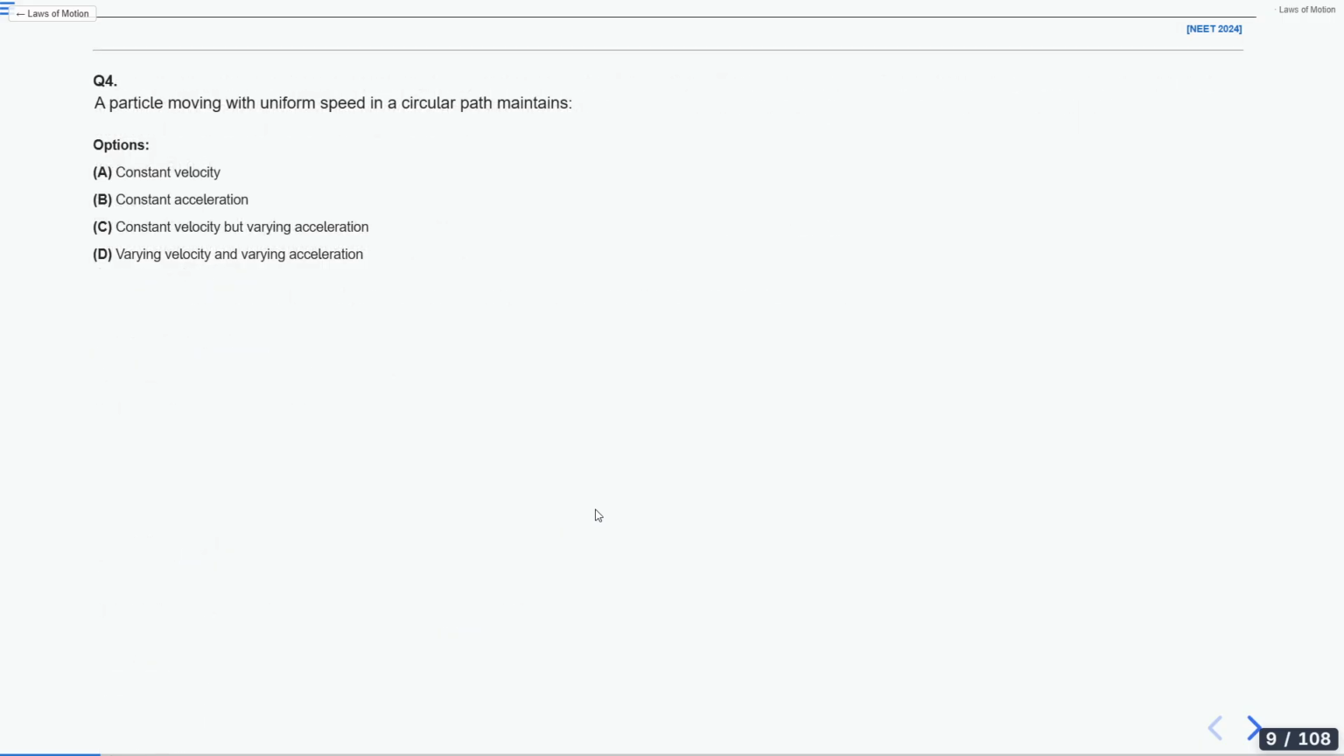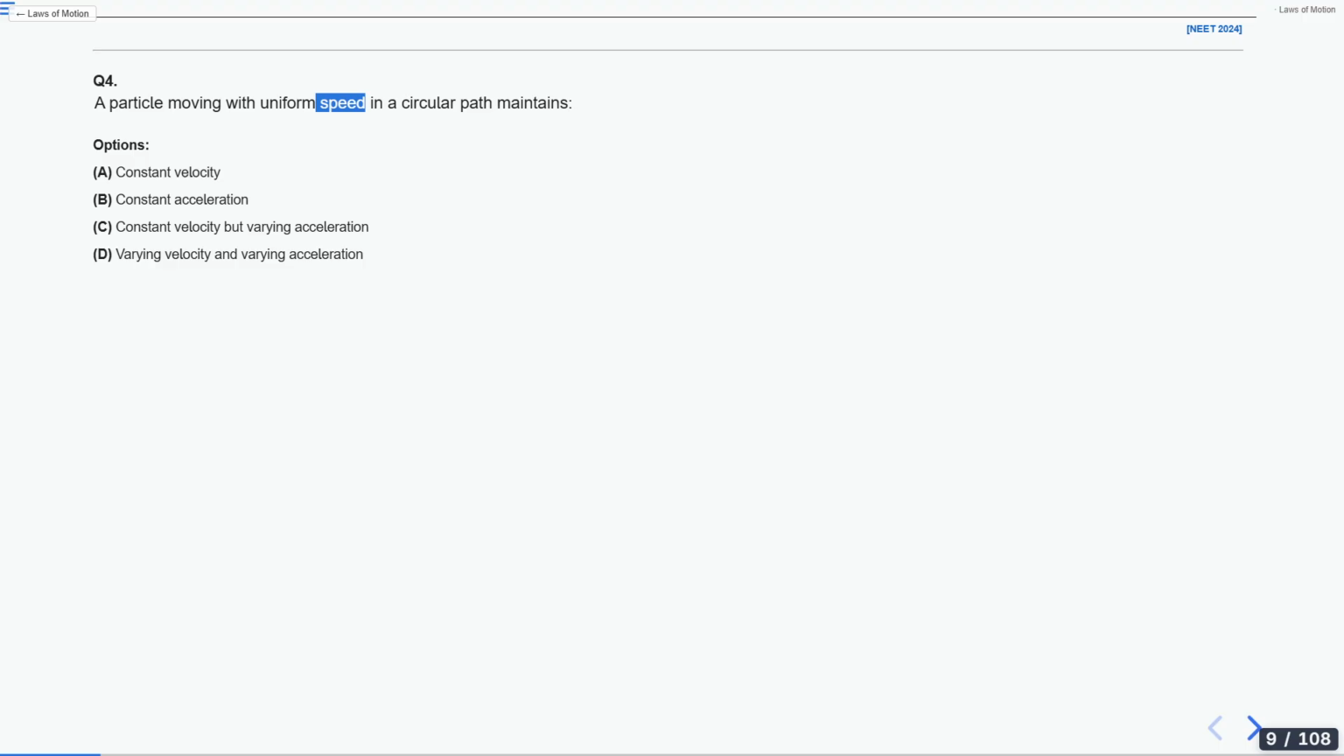Now tell me about this question. This is a very easy question. You don't need to do that many calculations. A particle is moving with uniform speed. Remember, the word used in the question is uniform speed, not velocity. We know the difference between speed and velocity. In speed there is magnitude only, and in velocity there is magnitude and direction.